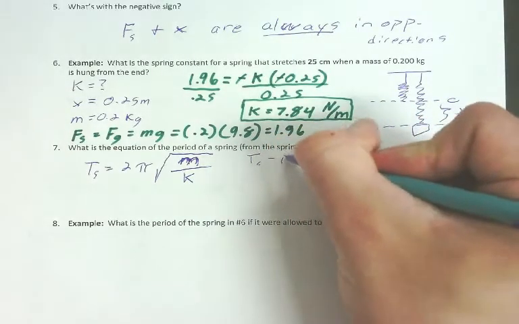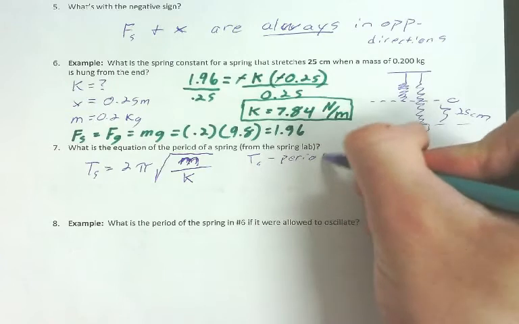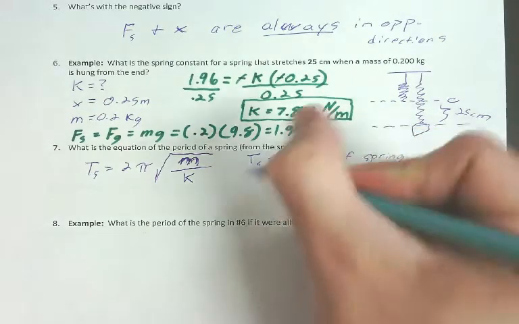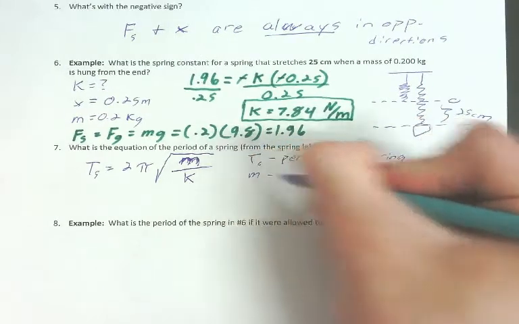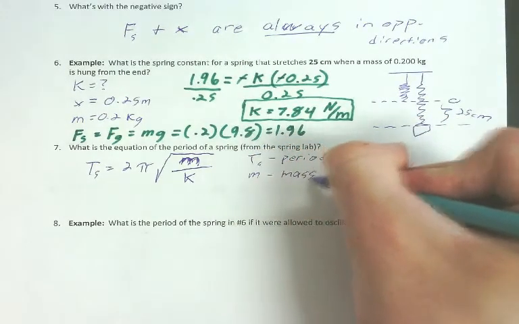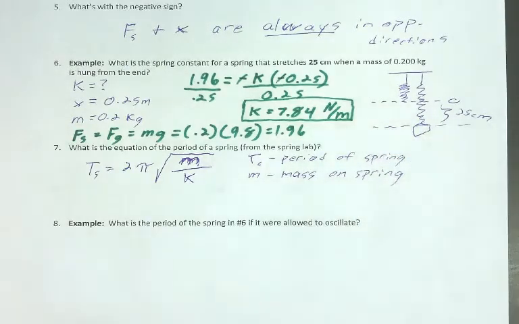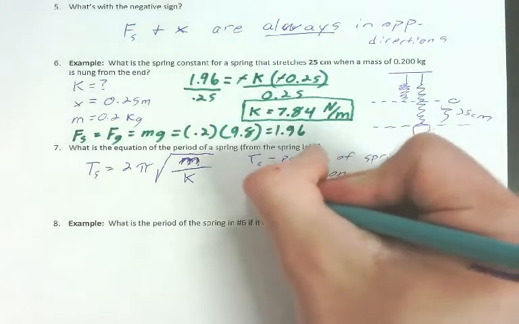Ts is the period of a spring. M is the mass on the spring. It's not the mass of the spring. It's the mass on the spring. And K is the spring constant.